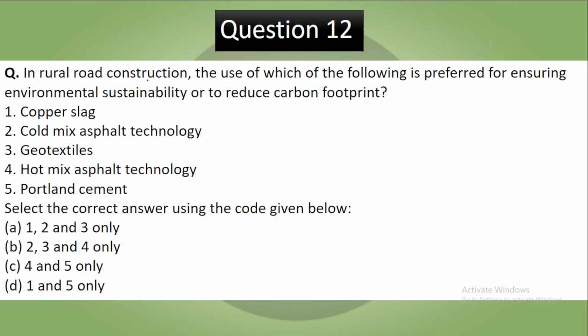Second is, in rural road construction, the use of which of the following is preferred for ensuring environmental sustainability or to reduce carbon footprint? Copper slag, cold mix asphalt technology, geotextiles, hot mix asphalt technology, Portland cement. Select the correct answer using the code given below. Pause the video, try to answer. Now let's see the answer. So the correct answer to this is A.